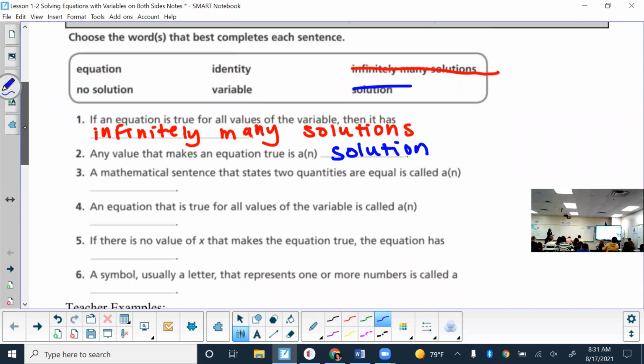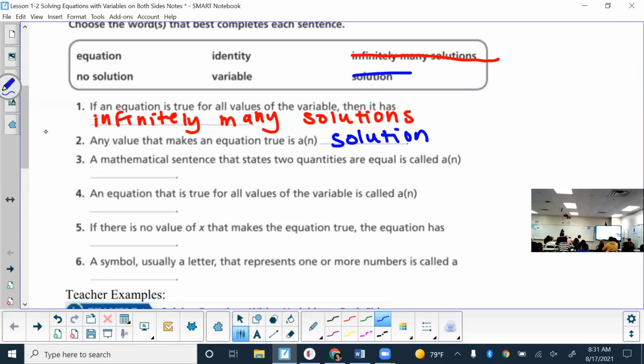A mathematical sentence that states two quantities are equal is called an equation. So equal is that key part. All right, if it has an equal sign, then it's an equation. If it doesn't, it's just an expression. All right, so equations have equal signs. Number 4 is one that's a little more tricky, so we'll save that one for last.